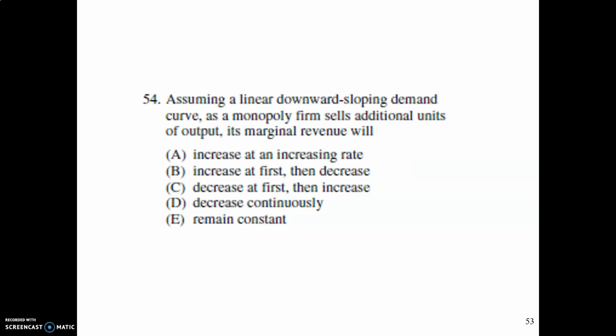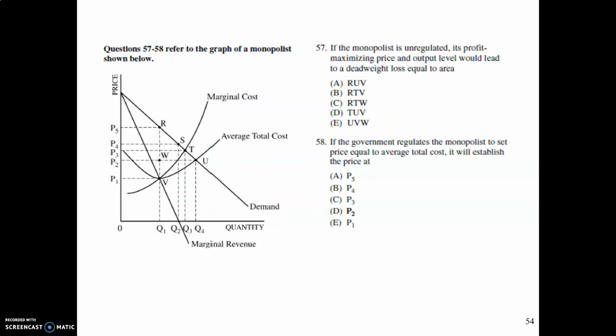Assuming a linear downward sloping demand curve, as a monopoly sells additional units, marginal revenue will... That one should be pretty easy because we know that if our price is going down, then our marginal revenue should be decreasing continuously.